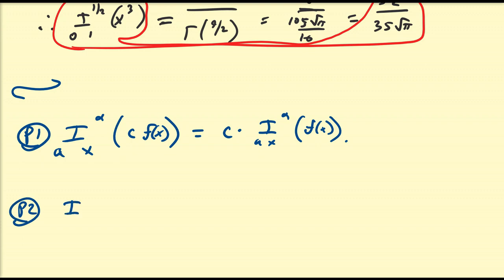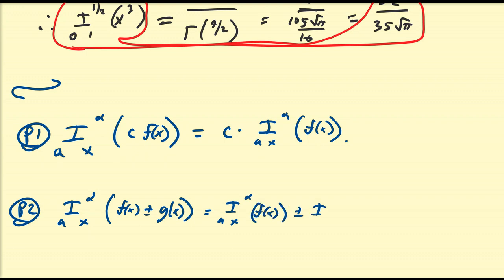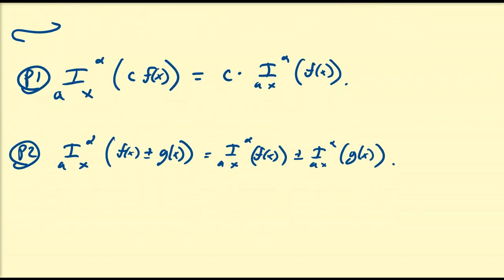Also, it's easy to prove that the fractional integral from a to x of order alpha of f of x plus or minus g of x, where we're assuming f and g are integrable on some interval a, x, is going to be equal to the fractional integral from a to x of order alpha of f plus or minus the fractional integral from a to x of order alpha of g of x. That's also an easy proof to go through in case you're interested. That proves that the fractional integral is a linear operator if you combine those two properties.